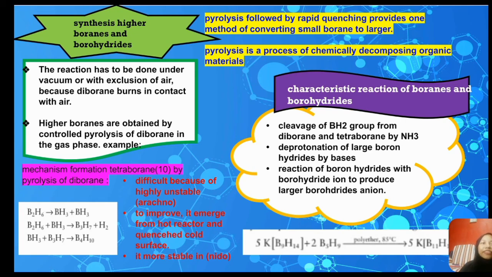So next is the characteristic reactions of boranes and borohydrides. First, we can cleave BH2 groups from diborane and tetraborane by NH3. Second, we can deprotonate large borane hydrides with bases. And next, we can react a borane with a borohydride ion to produce a larger borohydride ion, like the example below with polyether, the reaction of borane hydride with borohydride ion to produce the larger borohydride.